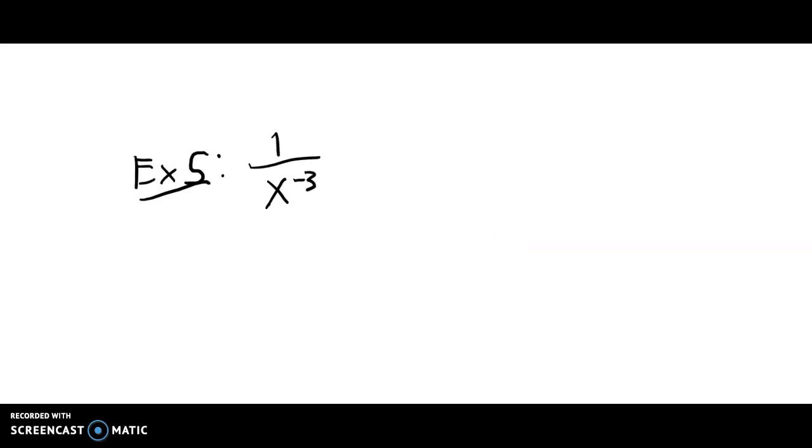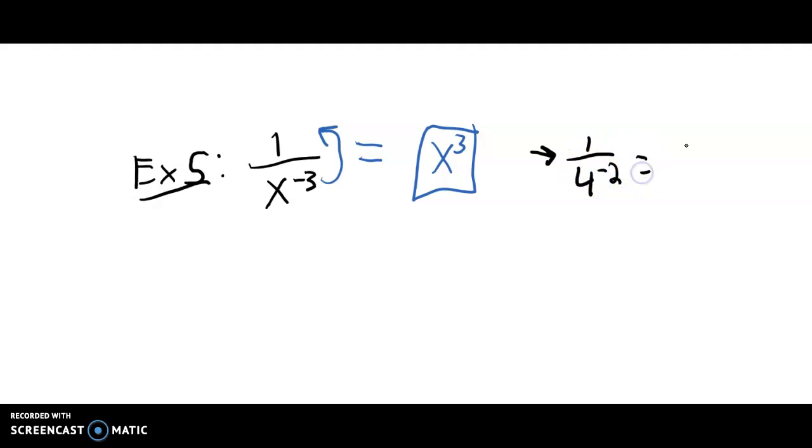Okay, let's consider what happens if it starts in the denominator. Well, if it starts in the denominator, it must come back upstairs to the numerator. So this is just x cubed. And after the negative exponent causes the term to move, it is no longer negative, it has done its job. If we think about this with some numbers, I could have 1 over 4 to the -2. 4 to the 2 is 16. So 1 over 4 to the power of negative 2 is the same as 16.